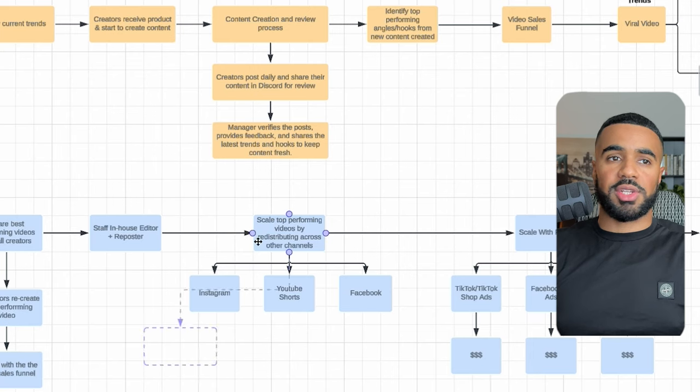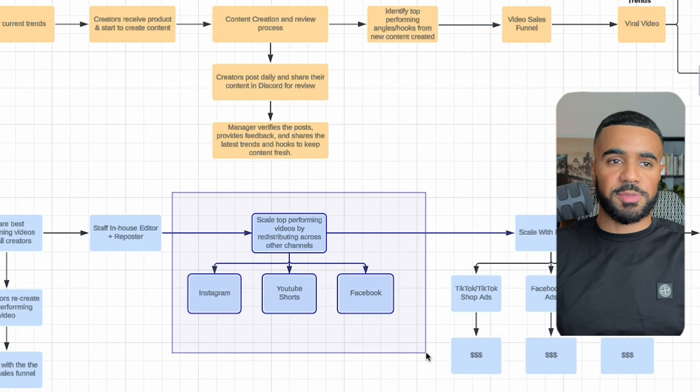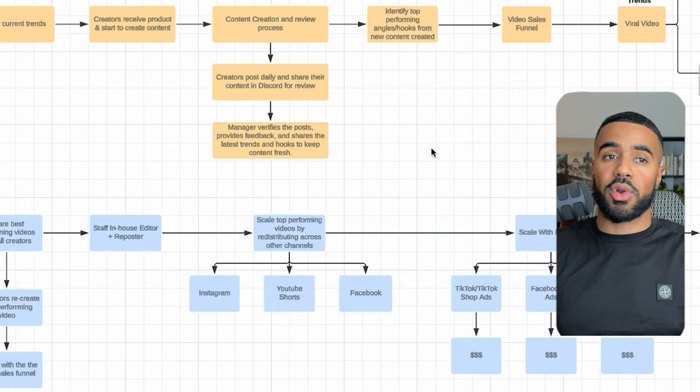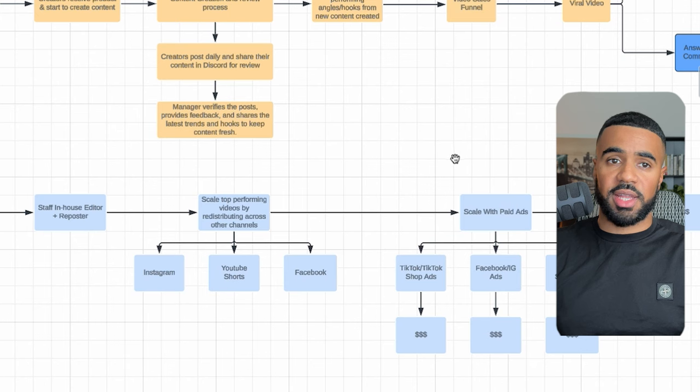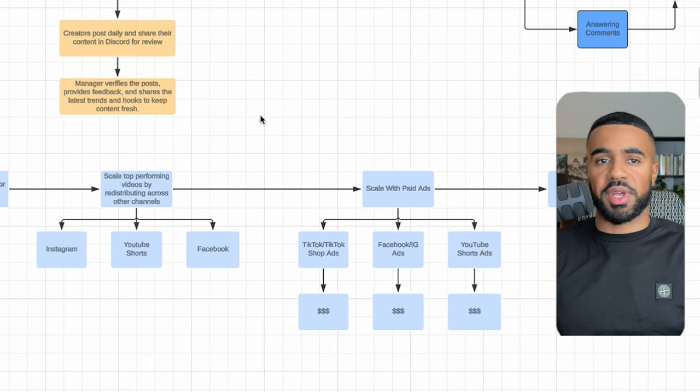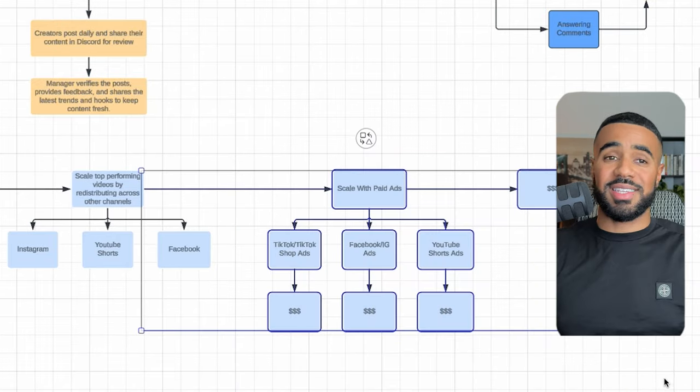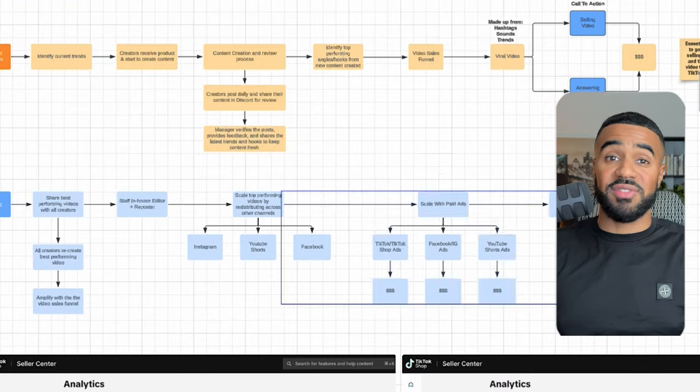Every time we had a video that went viral and got really good reach, we would scale it across organic, specifically by reposting it on Instagram, on YouTube Shorts, and on Facebook, so that we can amplify the organic reach. From there, we would take top performing videos that did well organically, and run them as paid ads across TikTok and TikTok Shop, Facebook and Instagram, and YouTube Shorts. And this is how we were able to really achieve scale, right?